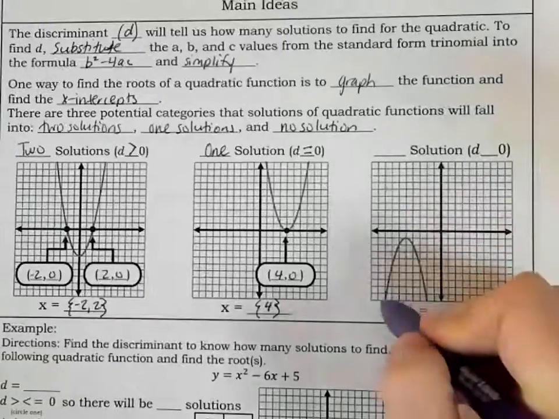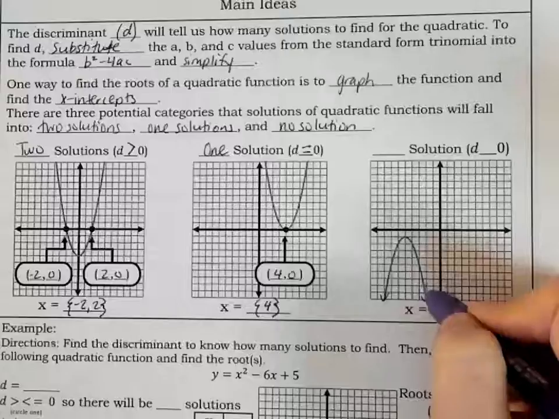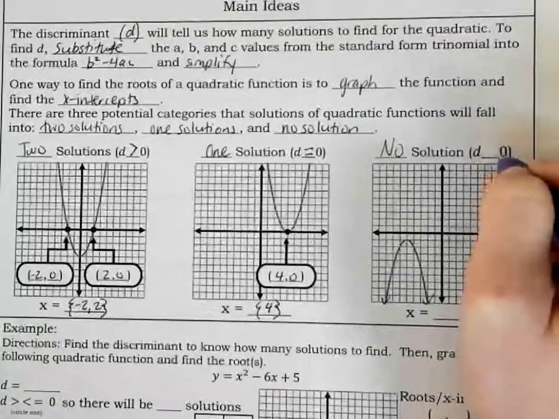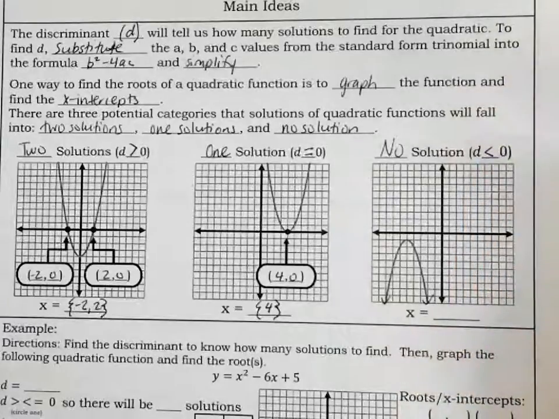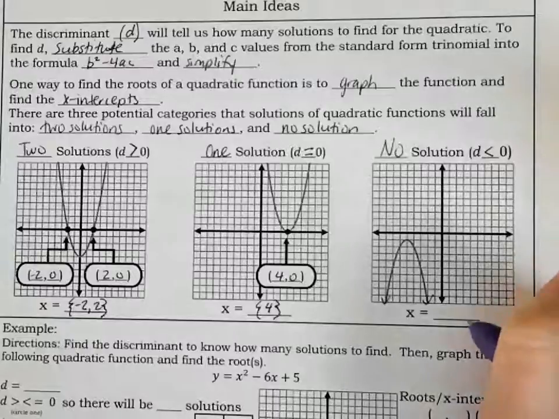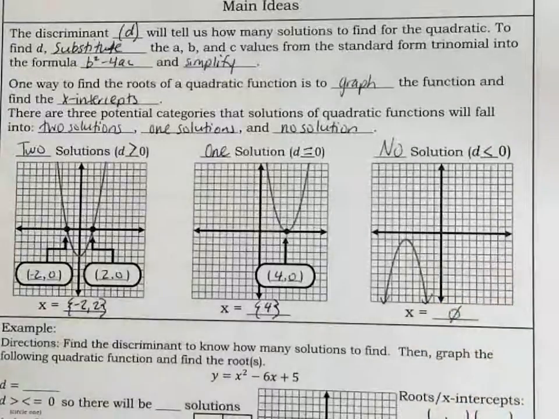This parabola continues on forever, but it never crosses the x-axis. And so in this case, there is no solution. These are when our discriminant is less than 0. A negative number is going to be a no solution. And so our x is equal to no solution here.